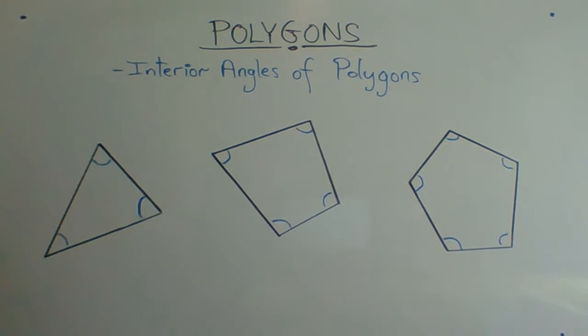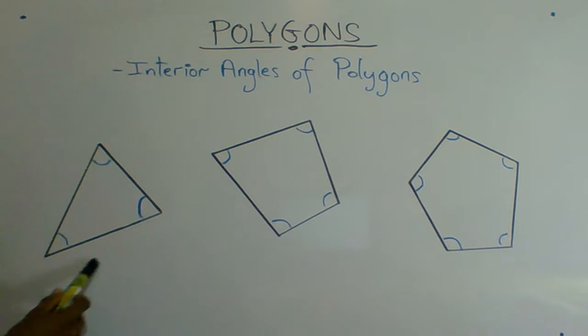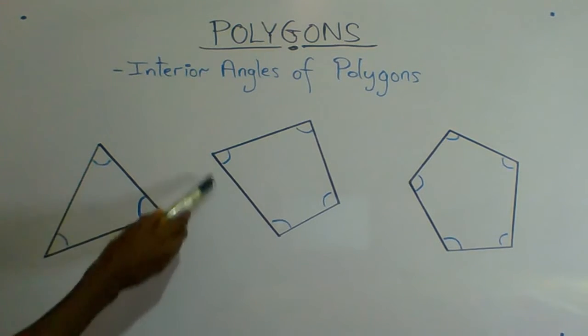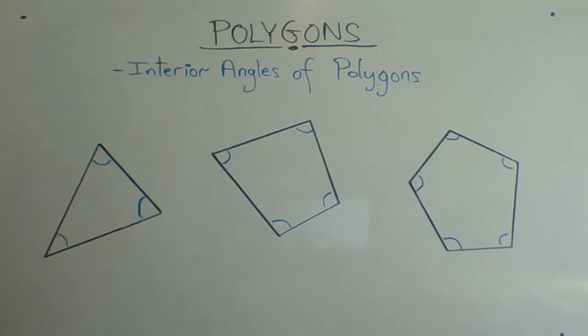So just before I demonstrate how we use a protractor to measure each interior angle, let us look at the number of sides versus the number of interior angles and the number of vertices. Now, these are our sides, right? And these are our interior angles. Sides, interior angles, and so on, right?